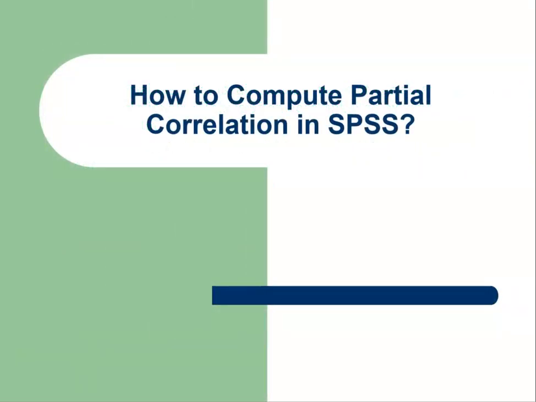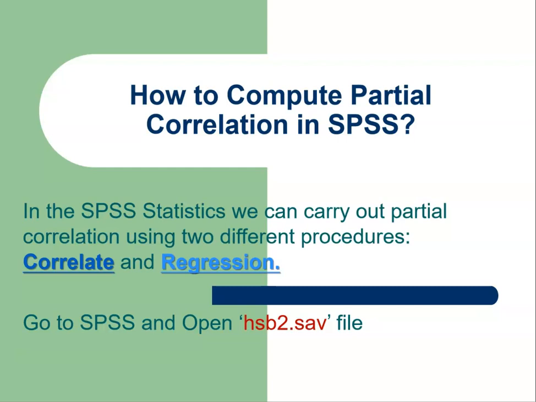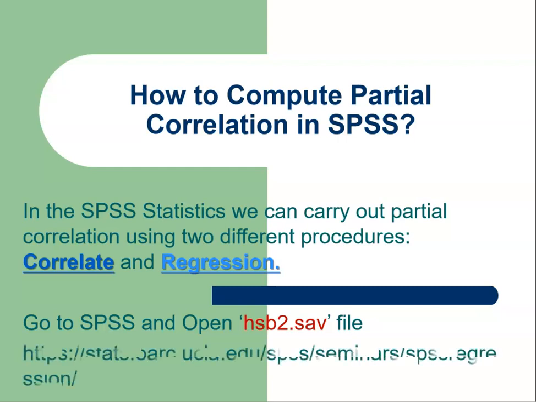Now, the question is how to compute partial correlation in SPSS. In SPSS Statistics, we can carry out partial correlation using two different methods. One is correlate and the other one is regression. I'll be using this file, hsb2 save, which you can load directly from the internet, and I'll also give the web link for this file in the comments. You can download the file and use it.